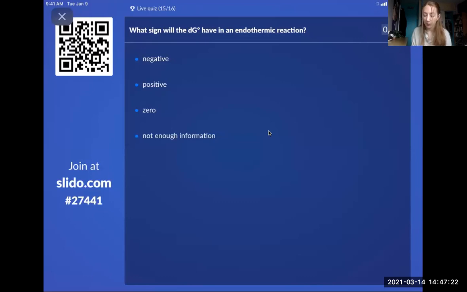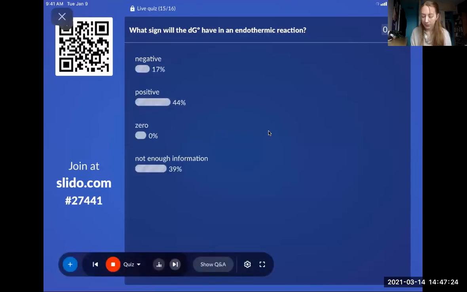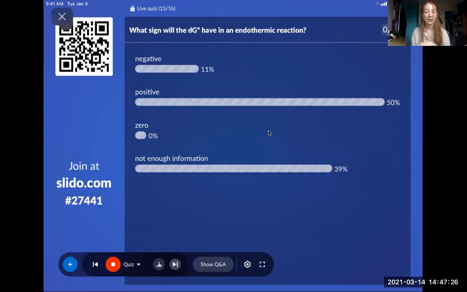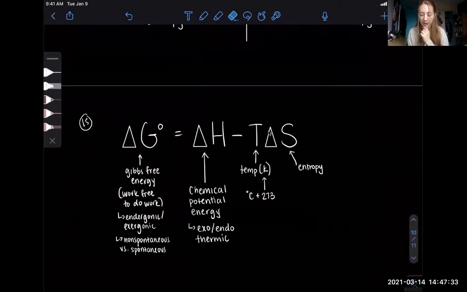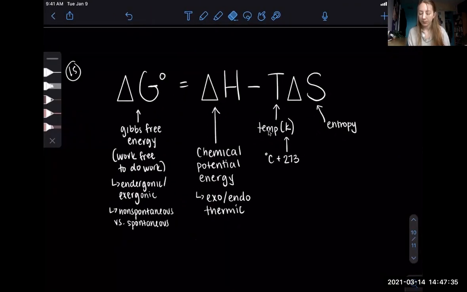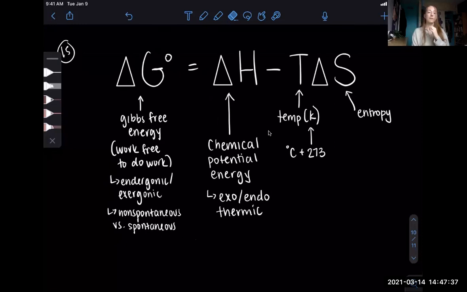Okay, I'm going to go forward. Interesting. Not enough information, right? So let's look at this equation here. If delta G was just defined by delta H, it would be equal to delta H, but that's not what we see. We see delta G is equal to delta H minus temperature times the change in entropy.